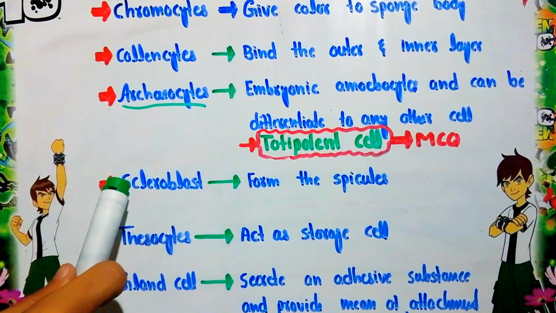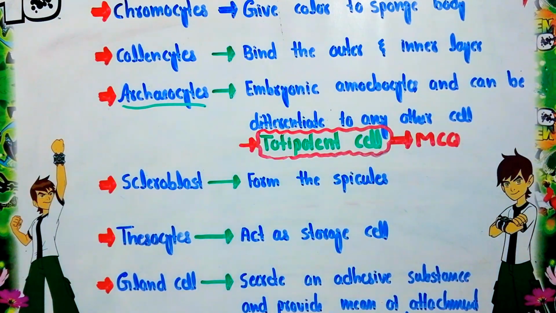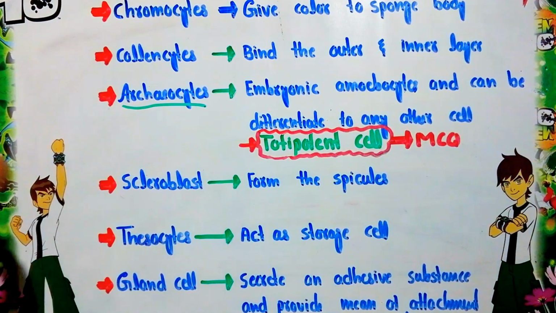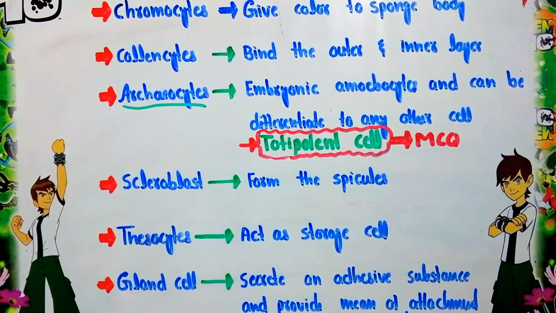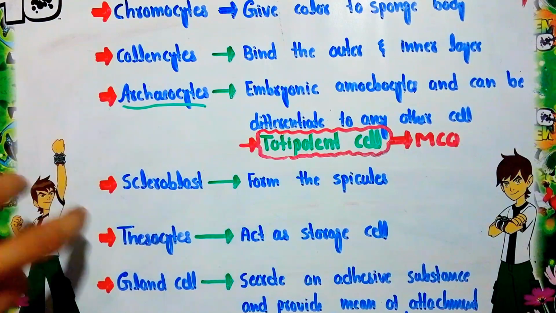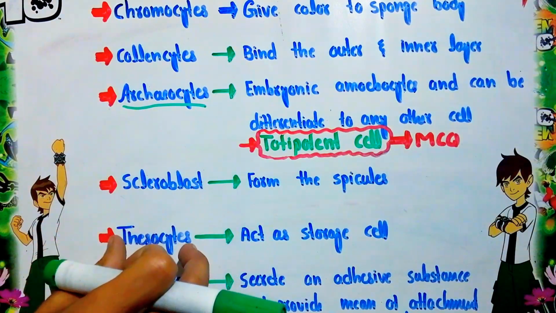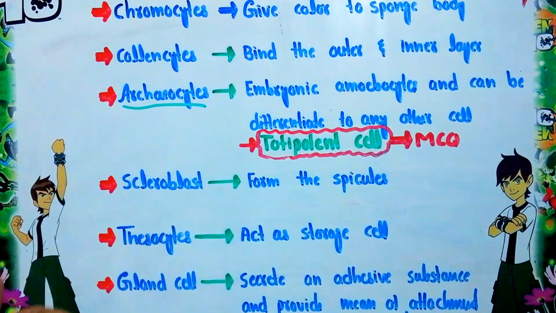Now the fourth one is scleroblast cell. It is the type of amoebocyte cell which is mainly responsible for the formation of the endoskeleton of the sponge, that is called spicules. On the basis of the nature of the spicule, we have various types: calcioblast, silicoblast and spongioblast. So these are the various types of this scleroblast cell. Now the fifth one is schizocyte cell. These act as a storage cell, while the last and sixth one is gland cell.